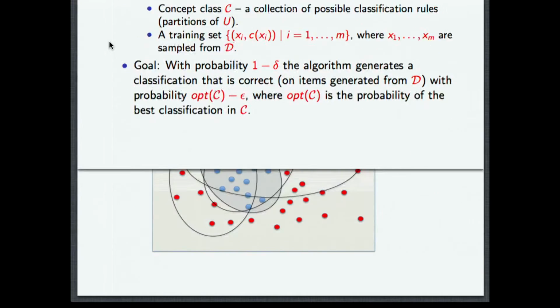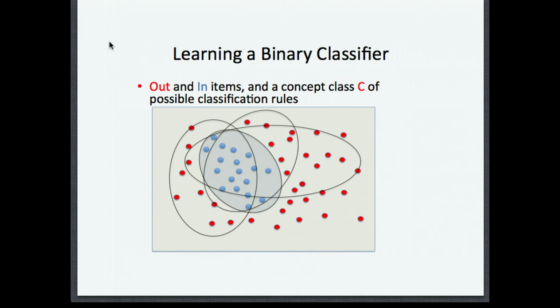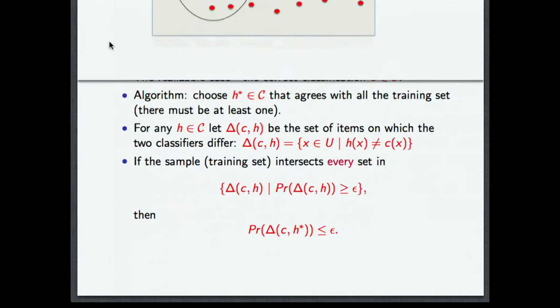Okay, so that's the standard binary classification. I'm sure that you saw it before. Okay, so in the picture, what we have is the red and blue points, the in and the out. We get all sorts of possible classifications to choose from, and we want to choose a classification that fits as much as possible the truth.